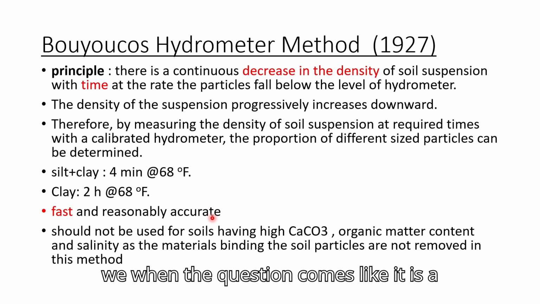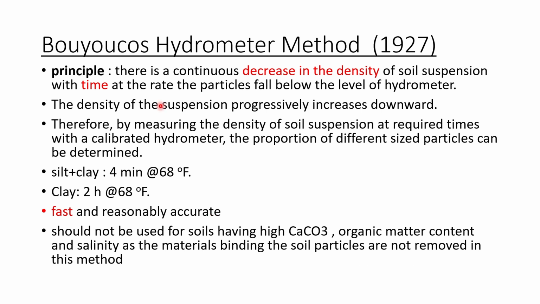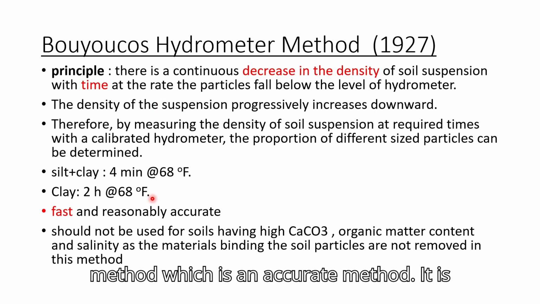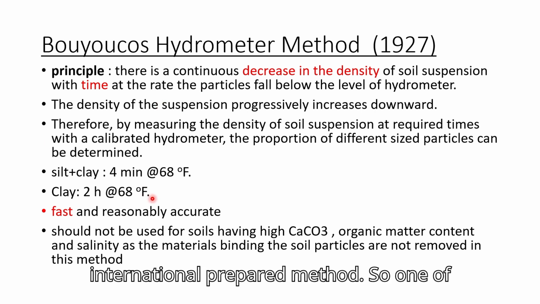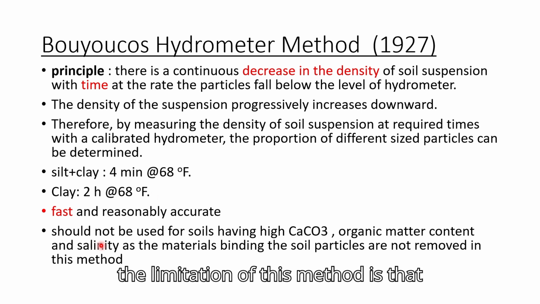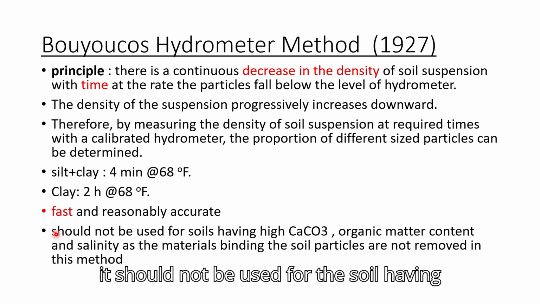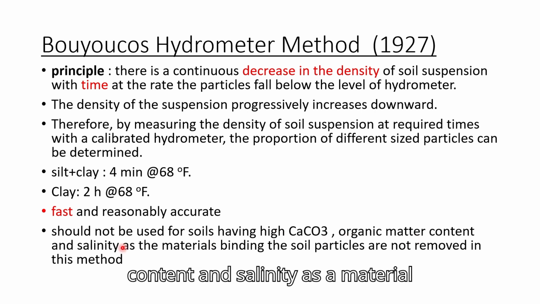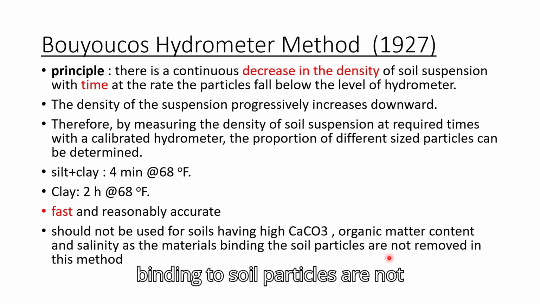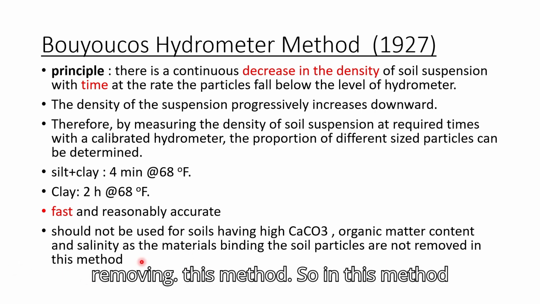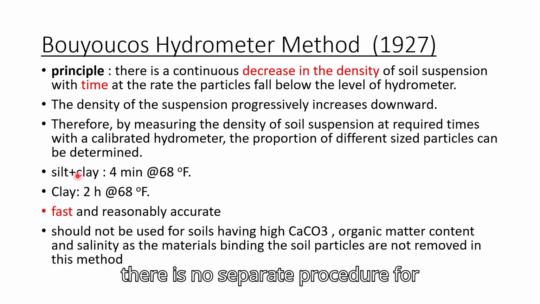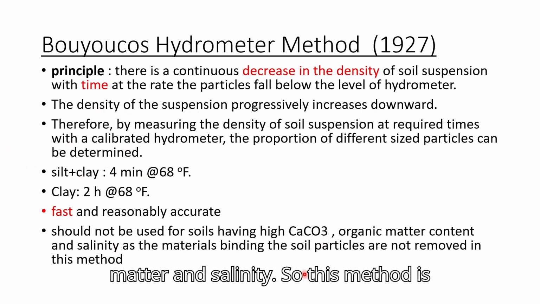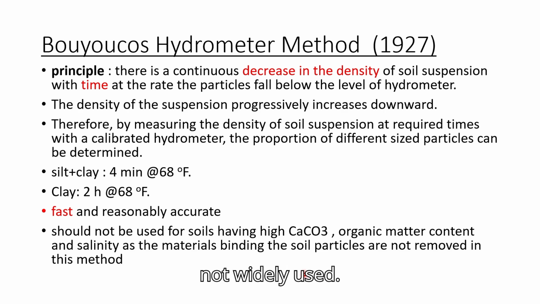So when the question comes, if it is a fast method, we have to say hydrometer method, and the accurate method is the international pipette method. One limitation of this method is that it should not be used for soil having high calcium carbonate, organic matter content, and salinity, as the materials binding the soil particles are not removed in this method. There is no separate procedure for removing calcium carbonate, organic matter, and salinity. So this method is not widely used.